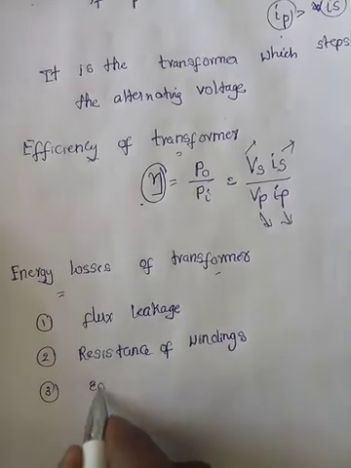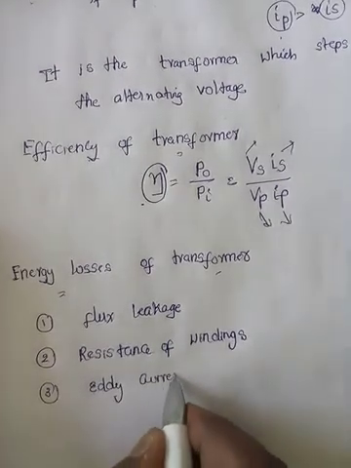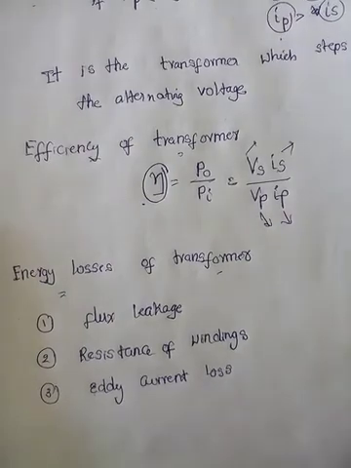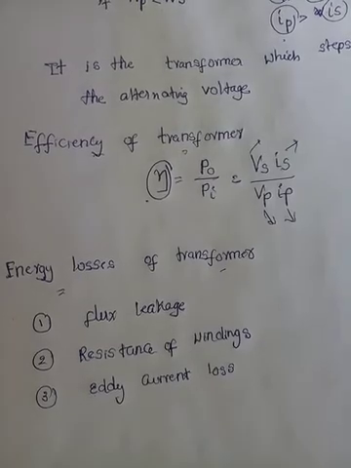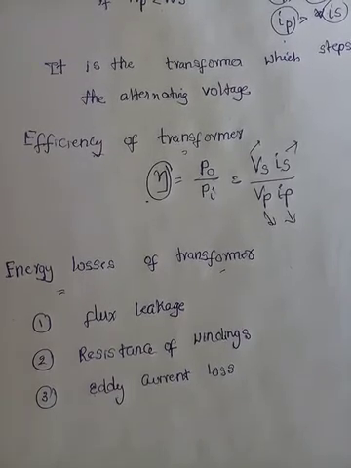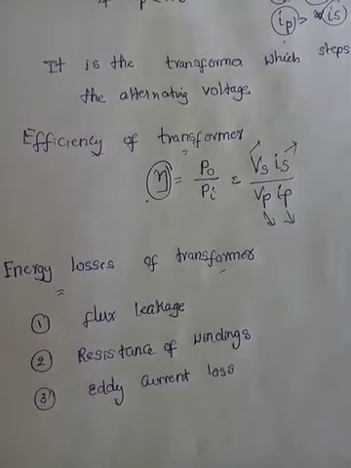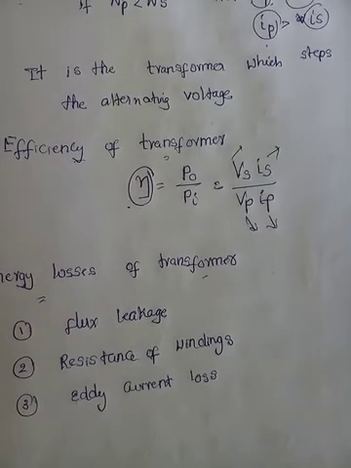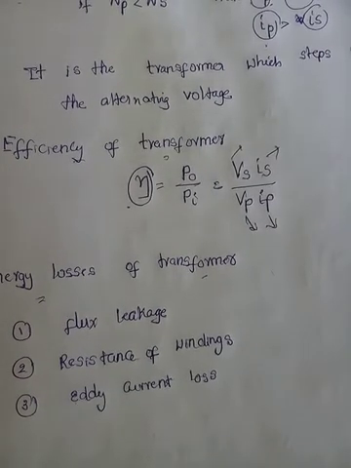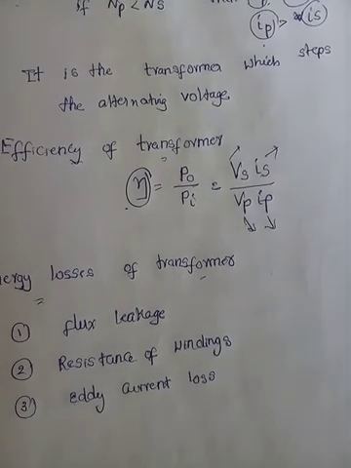Next one, eddy current loss. What are eddy currents? When a bulk conductor is placed in a changing magnetic field, it induces currents in the form of eddies. So here a magnet is placed and the current is flowing. What happens? It induces eddy currents in the form of loops. So it causes what? Heat energy. So that is loss of energy, right? That can be reduced by laminating the soft iron core. If you laminate the iron core, the production of eddy currents decreases. So we can reduce the eddy current loss.